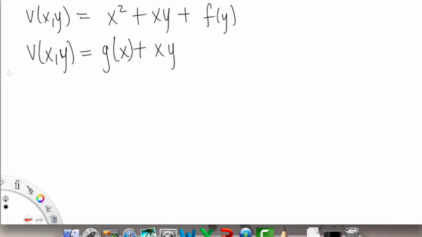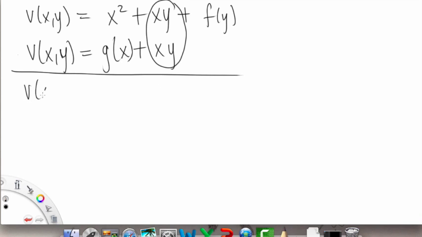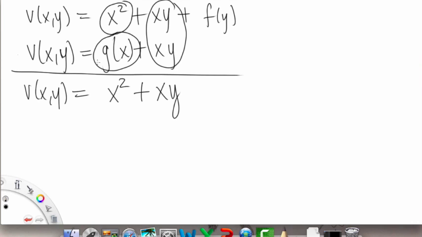This is the way I do it from here: you just see what lines up where. This xy and xy has to be in both, and it already is. So our final v of x y definitely contains that, and it definitely has to contain this x squared, which also takes care of the g of x from this equation.